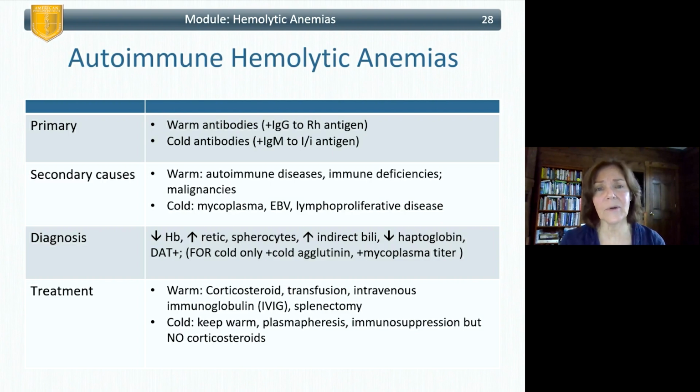The main thing is to keep the person warm. Plasmapheresis might be necessary to remove the antibodies from the bloodstream to stabilize the patient. And in the chronic setting, there are some immunosuppressive agents that can be used. Those are more rare in children.